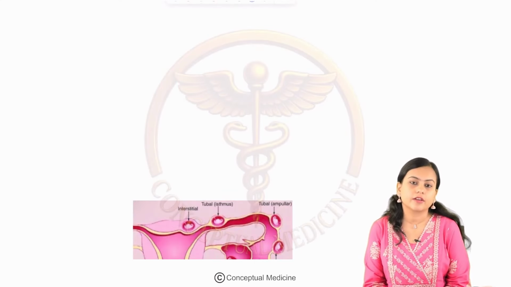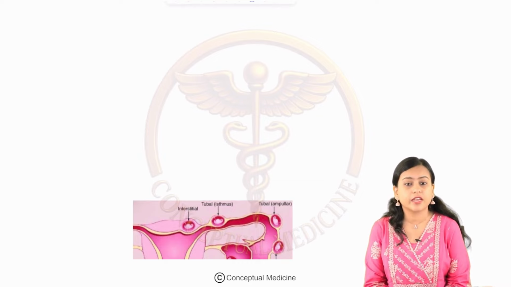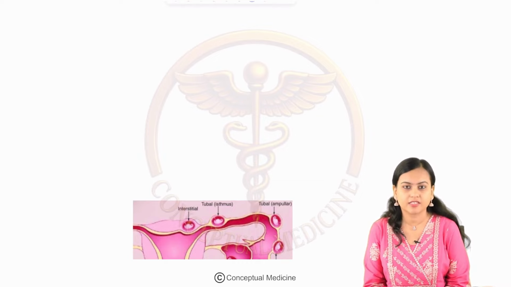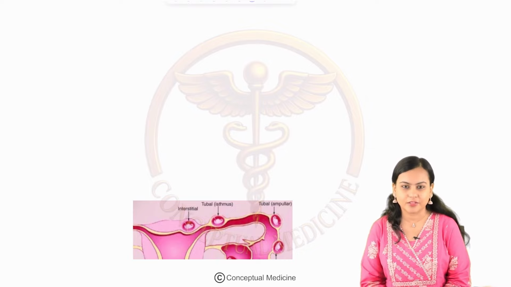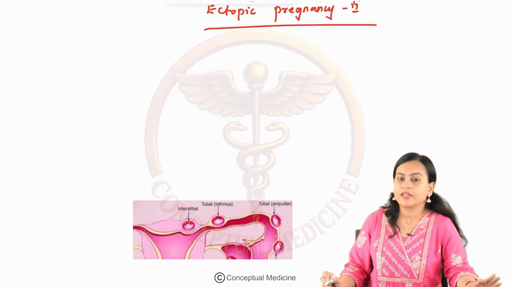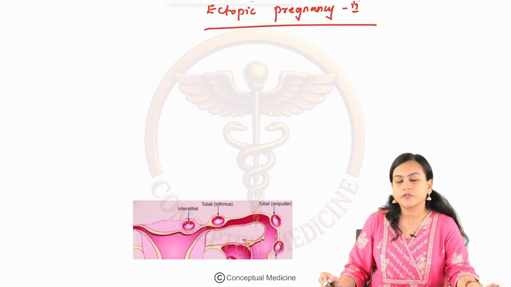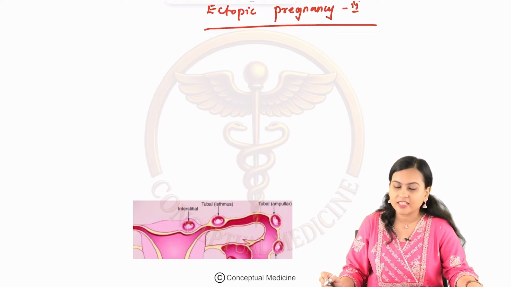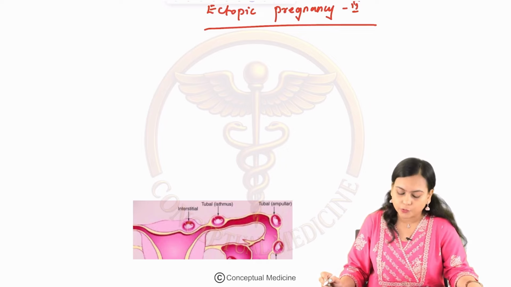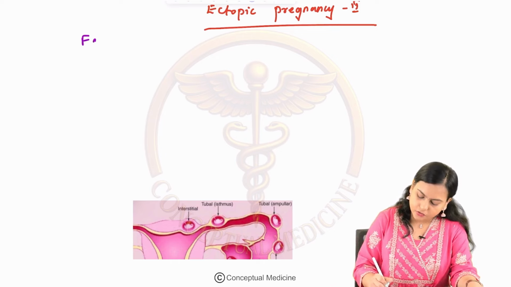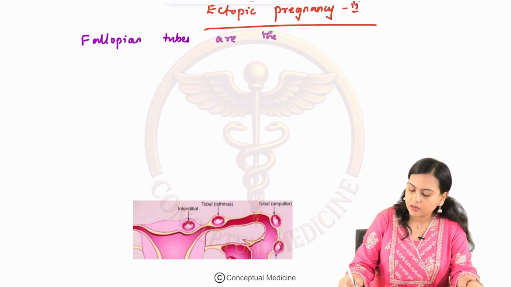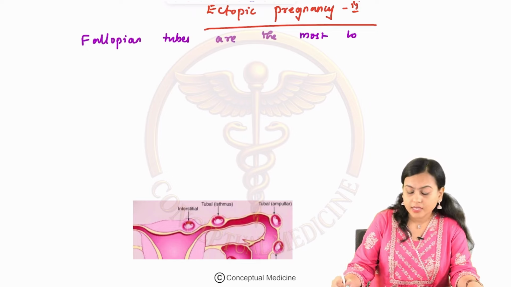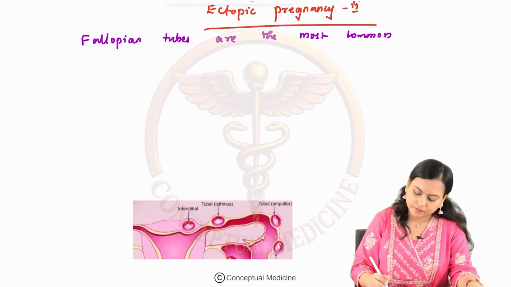In this video, we are going to discuss the various types of ectopic pregnancy in detail and also the management of ectopic pregnancy. Now, as we have already seen, which is the most common site of ectopic pregnancy? Yes, it is the fallopian tubes. Fallopian tubes are the most common site of ectopic pregnancy.